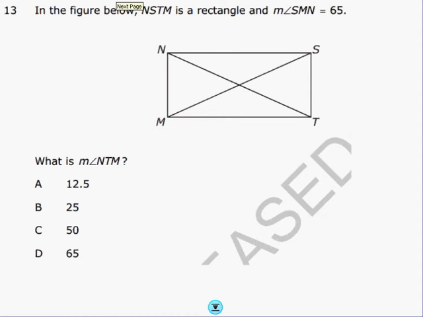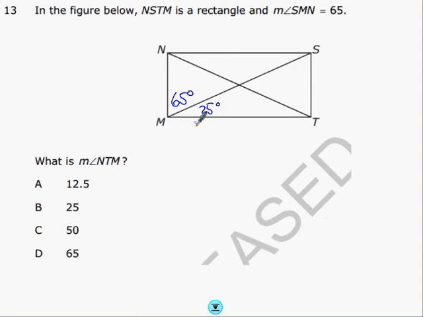In the figure below, we have a rectangle, and SMN is 65. SMN, that's this angle, it's 65 degrees. Okay, because there's a lot of ways to do this, what you need to remember is that a rectangle has 4 right angles, and the diagonals are congruent, as well as bisecting each other. So I can say this angle here is 25 degrees because these two add to 90.